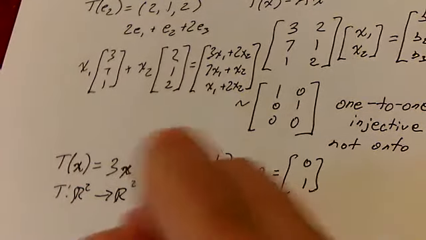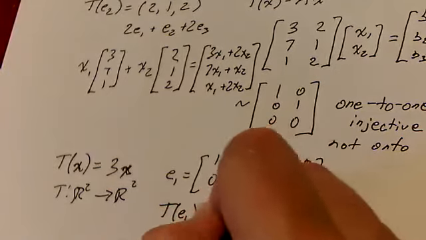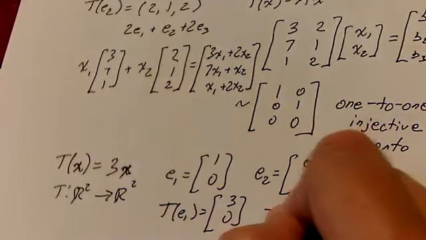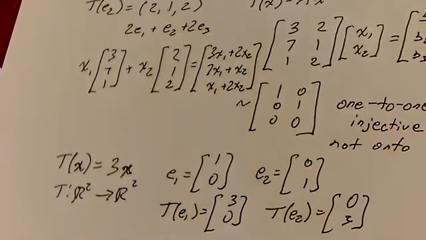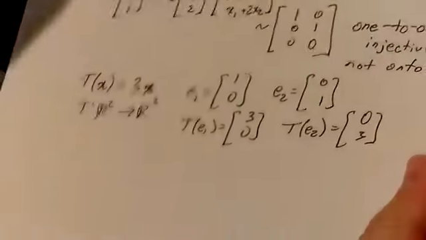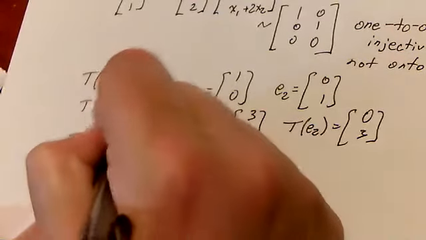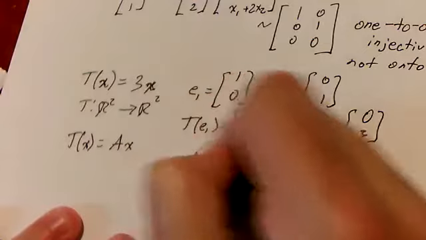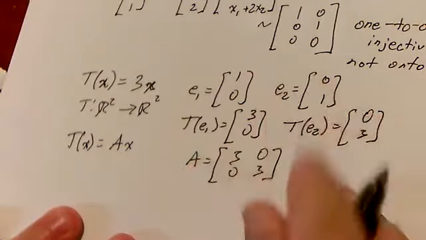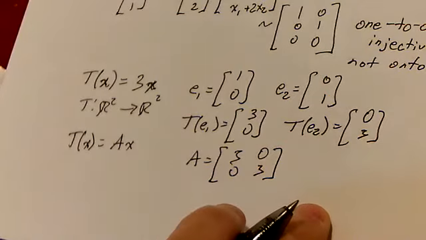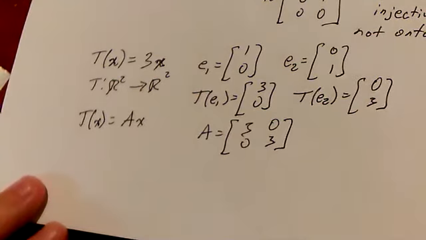Well, I can compute T of E1 very easily. T of E1 is just multiplying by 3, so I get (3, 0). T of E2 is multiplying by 3, so I get (0, 3). So I can determine that the matrix of my transformation, T of x equals Ax, where A has these vectors as columns, (3, 0) and (0, 3). Easy to determine for something like that, just with a constant multiplying those vectors.